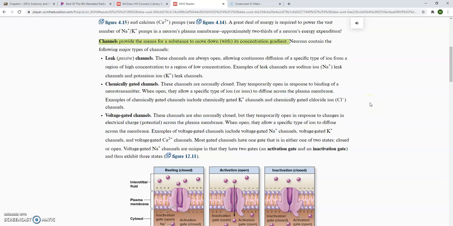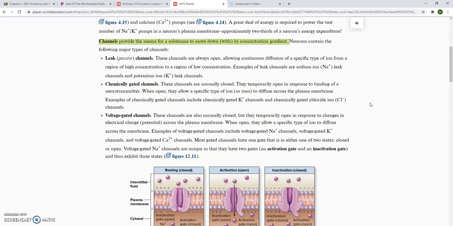And then when they're open, the ions can move through them. But otherwise, if the chemical isn't there, the neurotransmitter isn't there, they won't be open. They'll be closed. All right, so those are chemically gated channels.